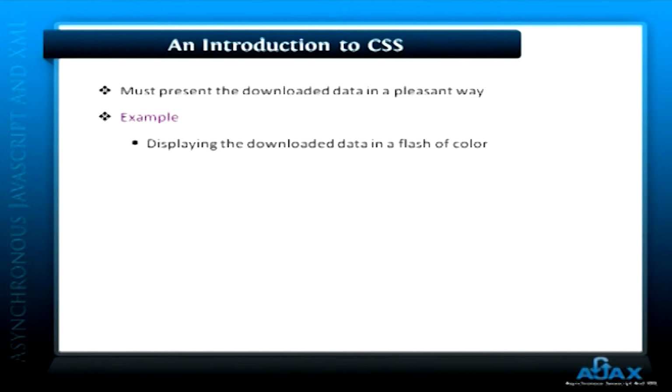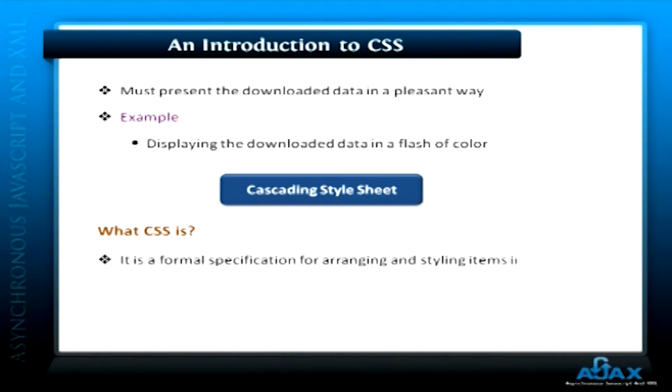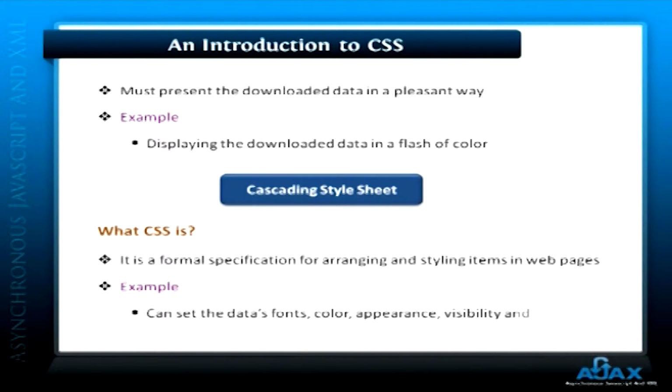One of the best ways to do that is by using cascading style sheets. Hence, it plays a very important key role in Ajax. Let's discuss more about it. Before getting into the topic, let's see what CSS is. CSS is a formal specification for arranging and styling items in web pages. Say, for example, we can set the data's fonts, color, appearance, visibility, etc. using this CSS. So here in Ajax, we are going to use this CSS to update the downloaded data. So it's time to start.